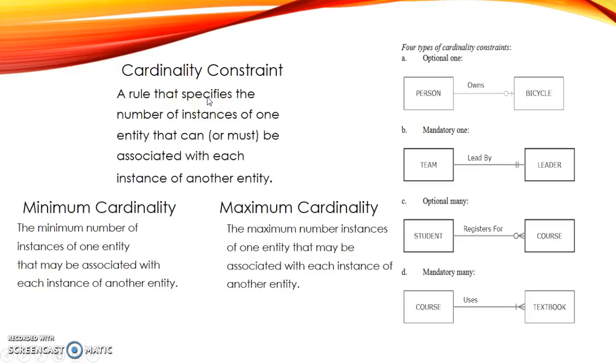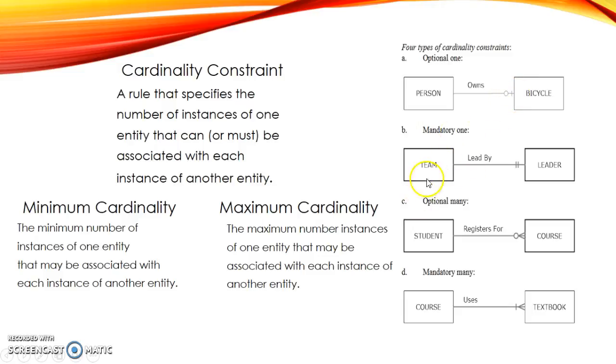Cardinality constraints. In this diagram, we show constraints by circle, 1 line, 2 lines, and 3 lines. Let me show you what this means using a business rule. A person owns 0 or 1 byte. So minimum 0, maximum 1 byte.